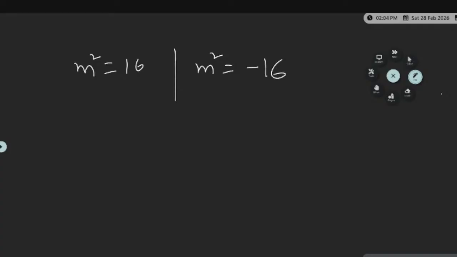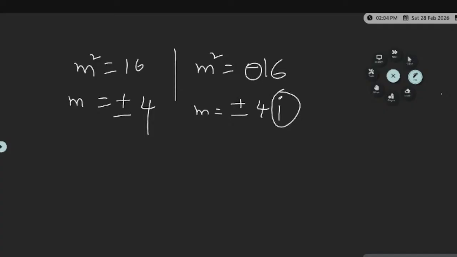If the right side is positive, plus 16, what are the roots? Plus or minus 4. If the right side is negative, keep this point in your mind. If the right side is negative, the roots also become imaginary: plus 4, minus 4, but you have to add i, plus or minus 4i. Okay, next.